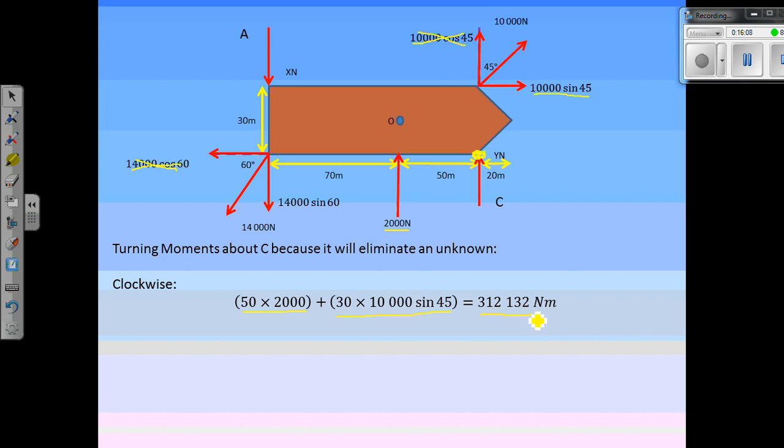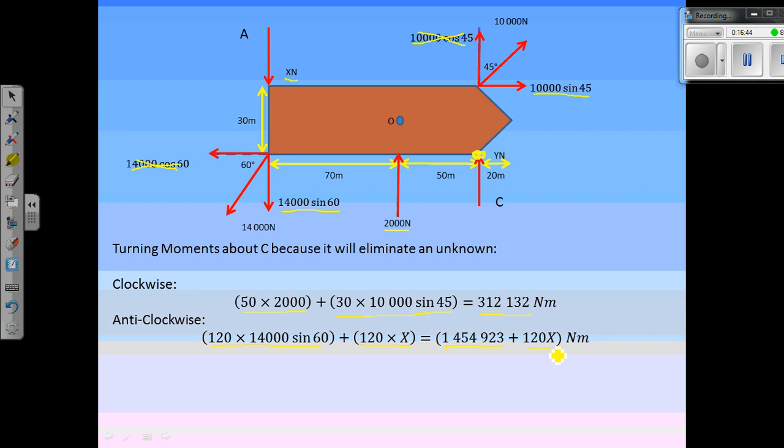Okay, so that's what we've got clockwise. Anti-clockwise, well, it's just these two forces here. We've got this xN and we've got this 14,000 sine 60, and they're both going to be multiplied by the perpendicular distance, which is 50 plus 70, so 120. So we've got 120 times 14,000 sine 60 plus 120 times x, and that equals 1,454,923 plus 120x Newton meters.